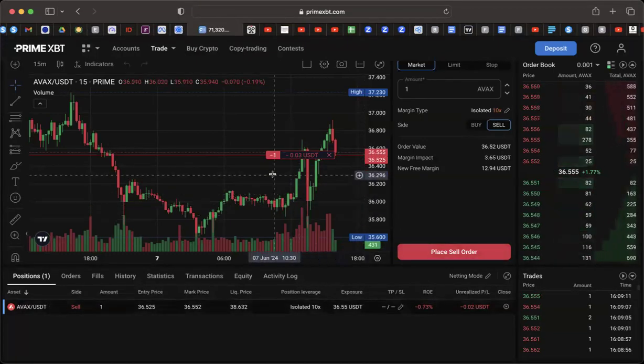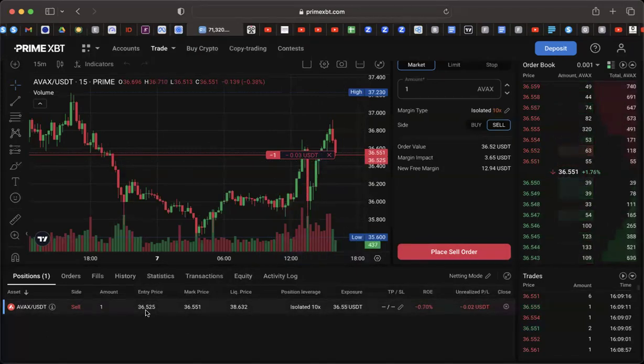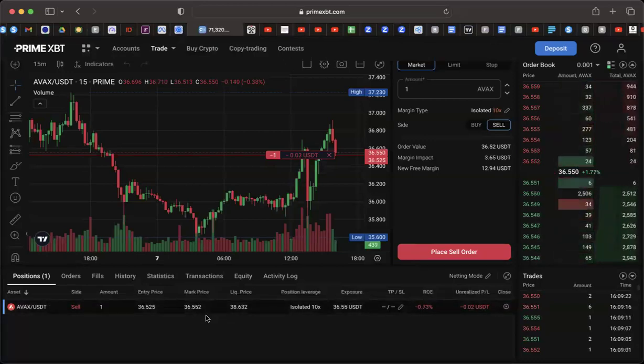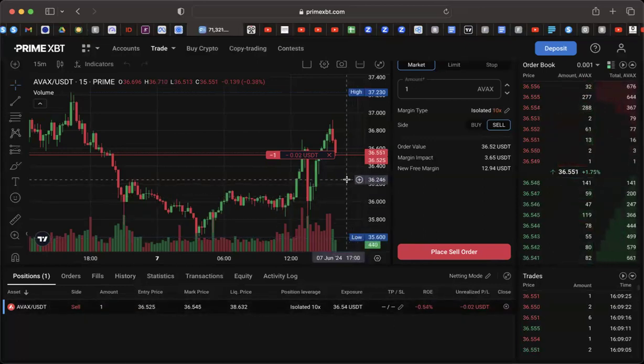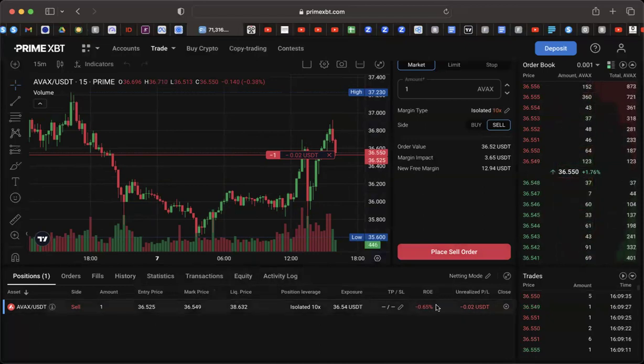So we're running a negative because the price had gone above our entry point. Our entry point is 36.525. The current price is 36.48 or 52 thereabout. But you know, we didn't prepare for it. So this is just an example that I was doing then.